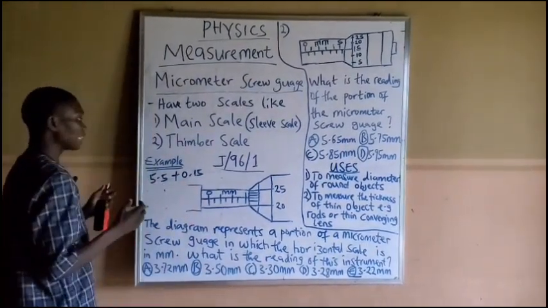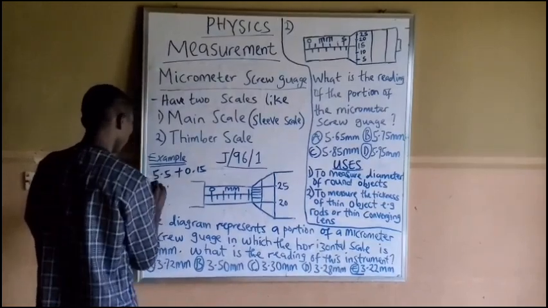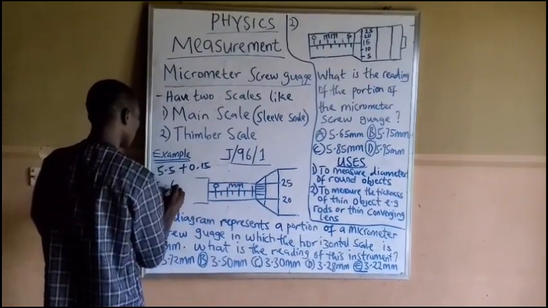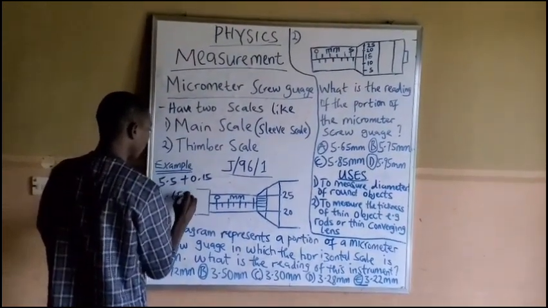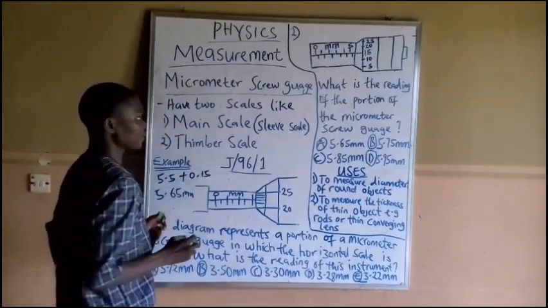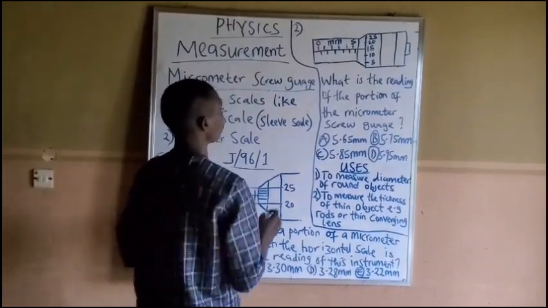Now, if you add 0.15 to 5.5, this will give you 5.65 millimeter. So the correct answer here is option A.